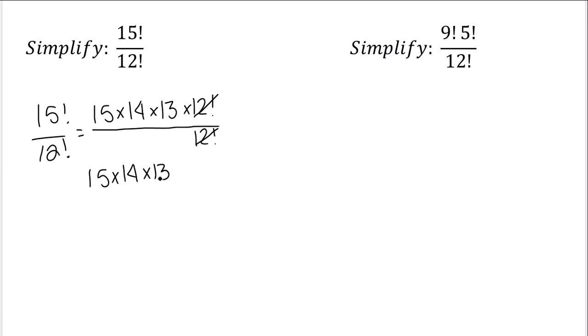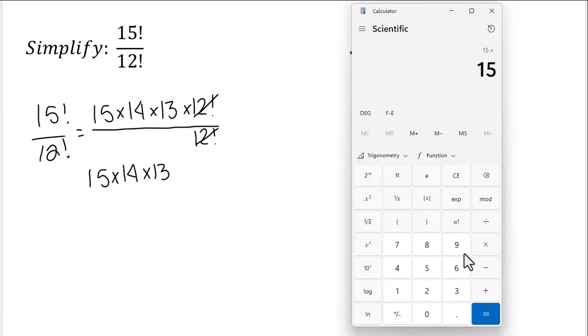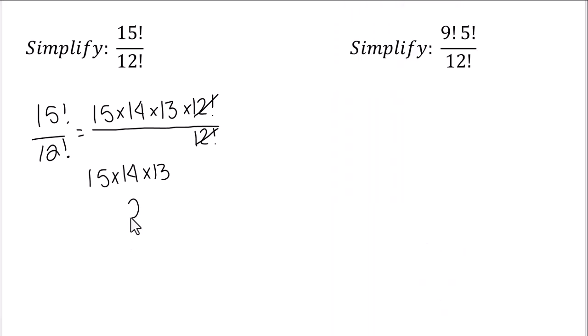Now, yeah, I'm going to cheat a little bit and I'm going to grab my calculator. 15 times 14 times 13, and we end up with 2,730. So guess what? That's our answer. 2,730. Let's look at the last one. We have 9 factorial, 5 factorial.